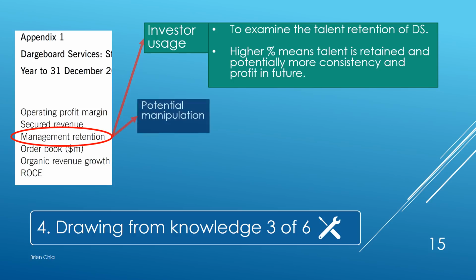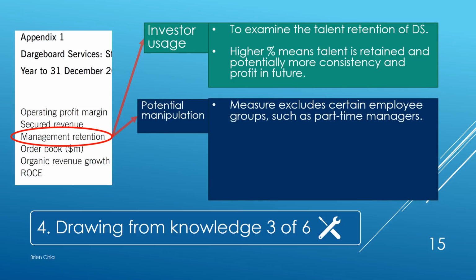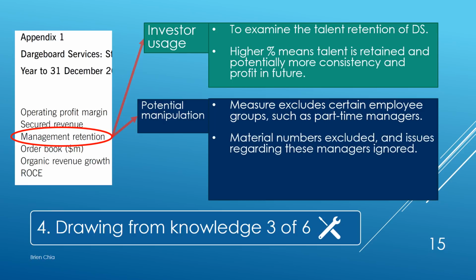Now, this is potentially manipulated because the measure excludes certain employee groups such as part-time managers. They did say that they only include full-time managers in the notes. Now, 35% of all managers are excluded, and that's a material number. That means these managers are ignored as far as this KPI is concerned. So there is potential for the measure to be consistently and significantly much lower.